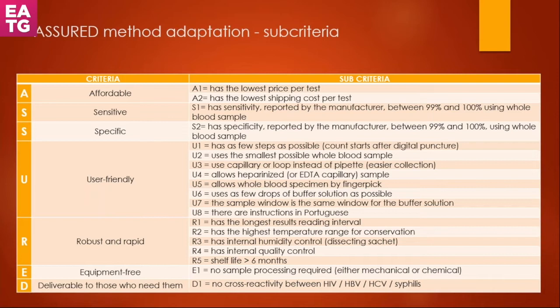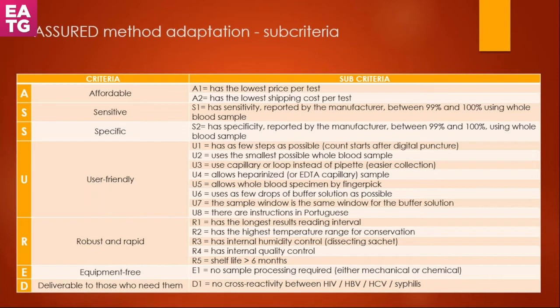For the 6th criteria, to use as few drops of buffer as possible, because it makes the simplification of the testing procedure also. Number 7, the sample window is the same window as for the buffer. If we have different windows for a sample and a buffer, sometimes that goes to invalid testing. So the sample window being the same simplifies the use, so it's more user-friendly. The 8th criteria is that the instructions are in Portuguese, so no translation from other languages.